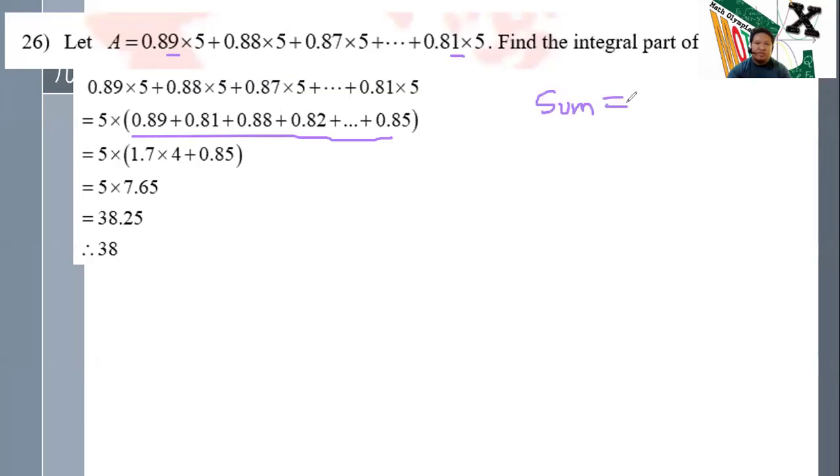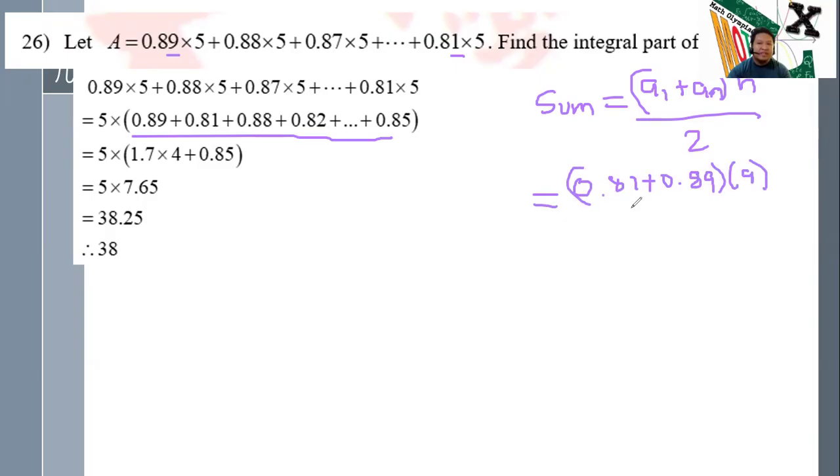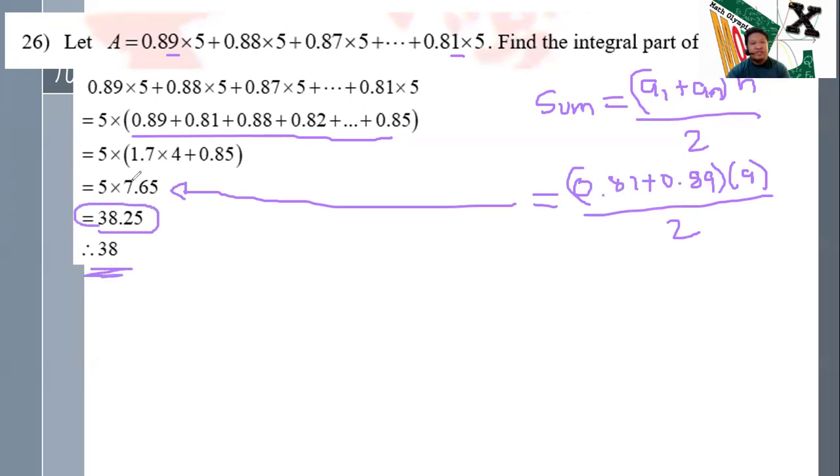The sum will be the sum of the first plus the last, times how many numbers are there, divided by 2. So for that case, that will become equivalent to 0.81 plus 0.89, if we pair them up, times how many numbers? That's 9 divided by 2. That's the simplest way to add this one up. And if we do that, that will give us 7.67. And then 5 times 7.67 will give us 38.25. So the integral part is equal to 38.25.